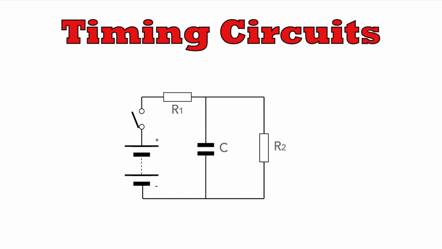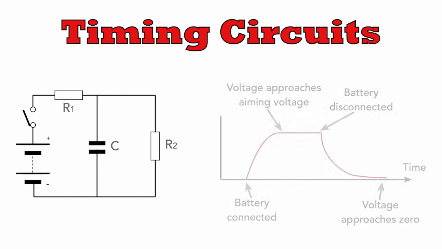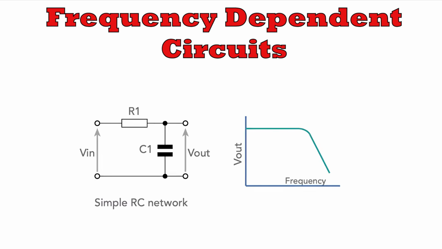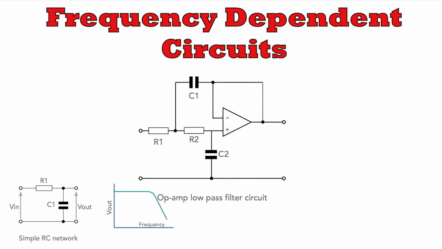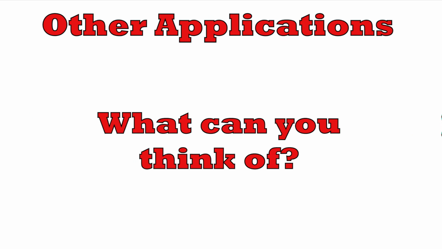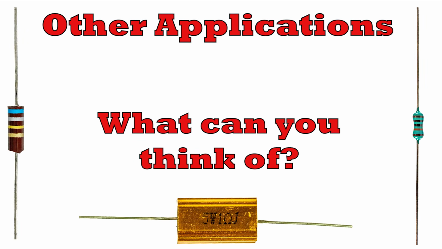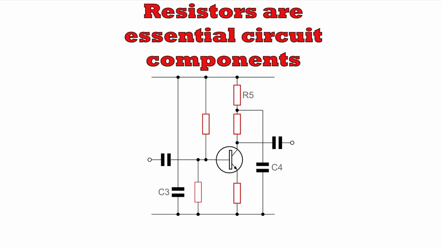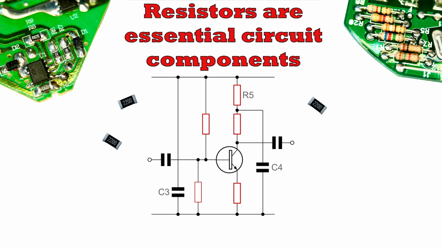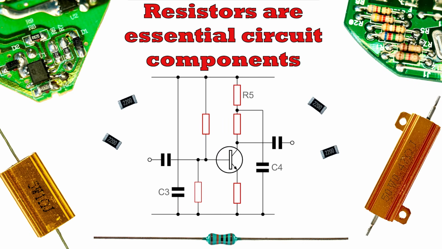In combination with capacitors, they control how fast things charge or discharge. And in a similar vein, resistors can be used with capacitors in filters and oscillators. And of course, you may be able to think of many more ways that resistors can be used in circuits. Without resistors, our circuits just wouldn't work. They're the unsung heroes maintaining order in the electronic universe.